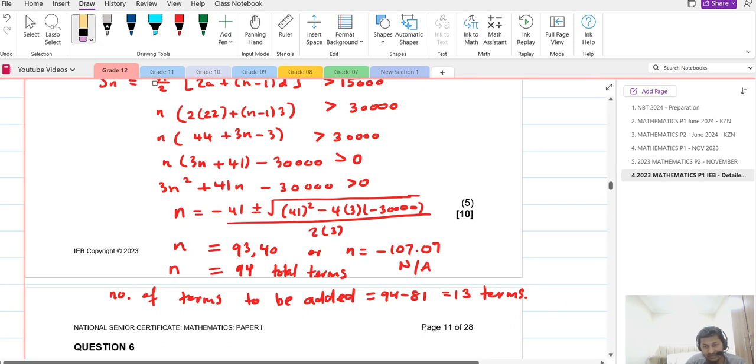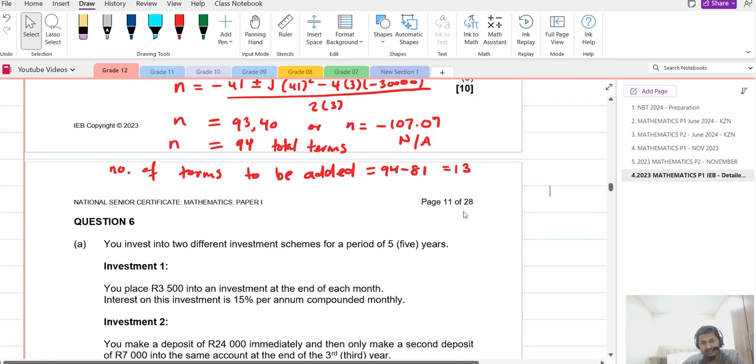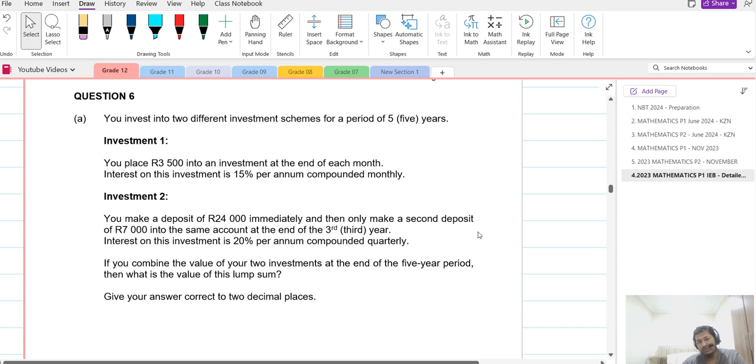I hope you guys are understanding. This was a nice question. If the pattern continues, determine the smallest number of terms that must be added to the sequence above so that the sum of all the terms will be more than 15,000. So we need to add 13 terms. Now let's look at question 6, which is financial mathematics.